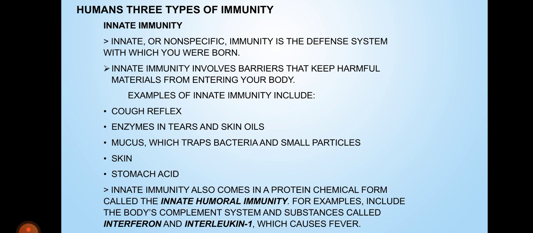For example, the skin acts as a barrier to block germs from entering the body, and the immune system recognizes when certain invaders are foreign and could be dangerous. Innate immunity also comes in a protein chemical form called innate humoral immunity. Examples include the body's complement system and substances called interferon and interleukin-1, which causes fever. If an antigen gets past these barriers, it is attacked and destroyed by other parts of the immune system.